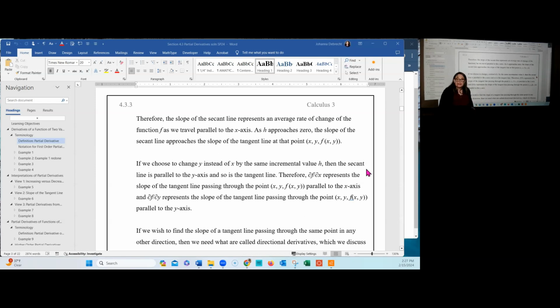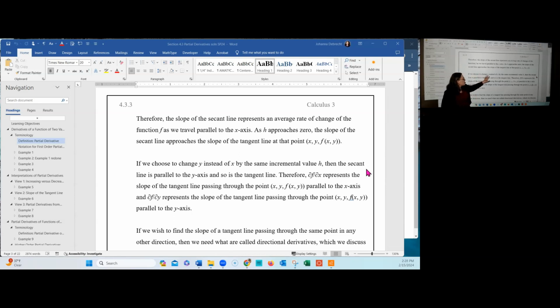Let's take a look at some information that will tell us more about this direction that we have. So the slope of that secant line does represent an average rate of change of the function value z as we travel parallel to the x-axis. I've frozen the value of y, so it's not changing. In the previous example, it would always be 5, but I'm changing the value of x from 3 to 3.01. The slope of the secant line will approach the slope of the tangent line at that point, parallel to the x-axis, because x is the variable I'm taking the partial with respect to.